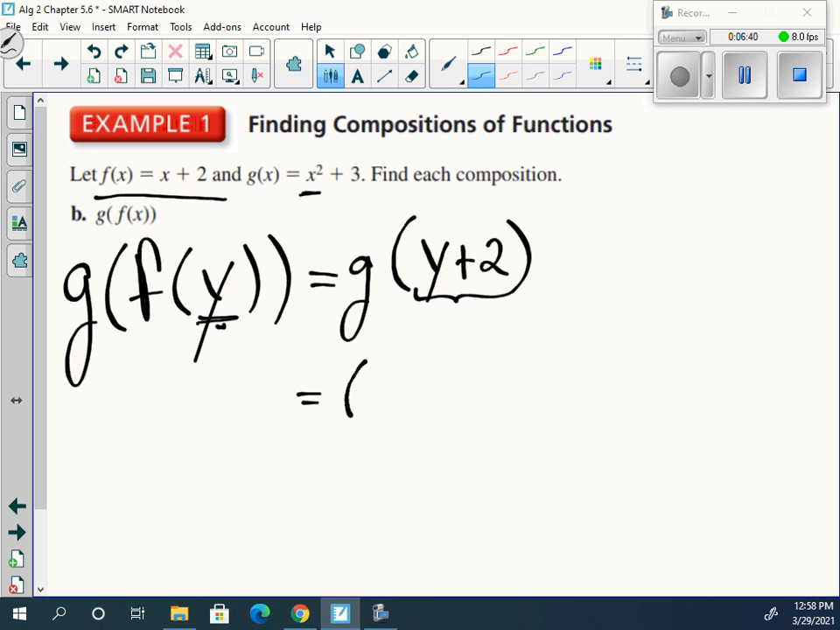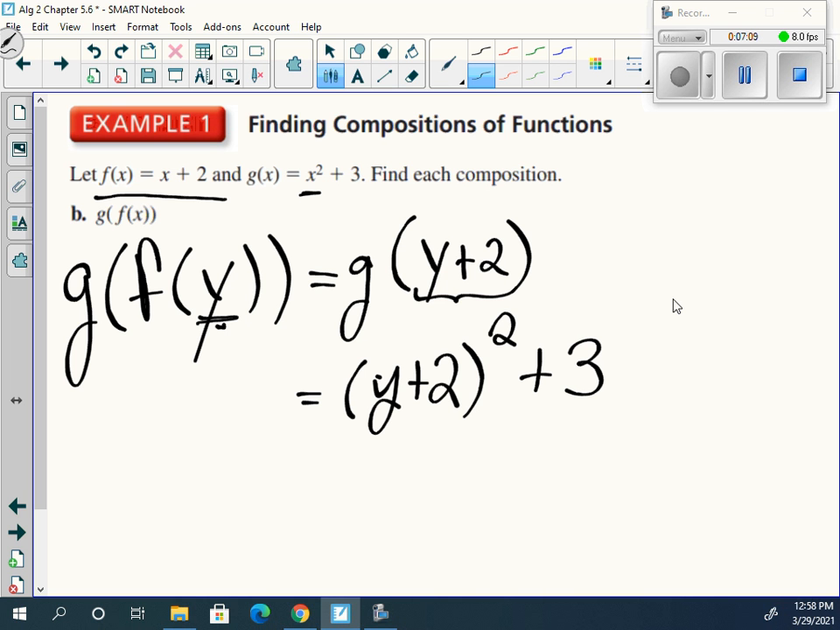Now what that's going to give us is y plus 2 squared plus 3. Because in g of x it is x squared plus 3. So we have g of y plus 2. We're taking this y plus 2 and replacing every x with it, which would give us y plus 2 squared plus 3. So we're having to replace that.